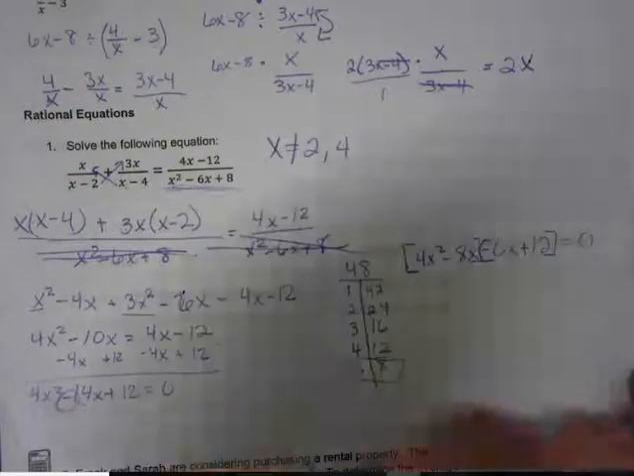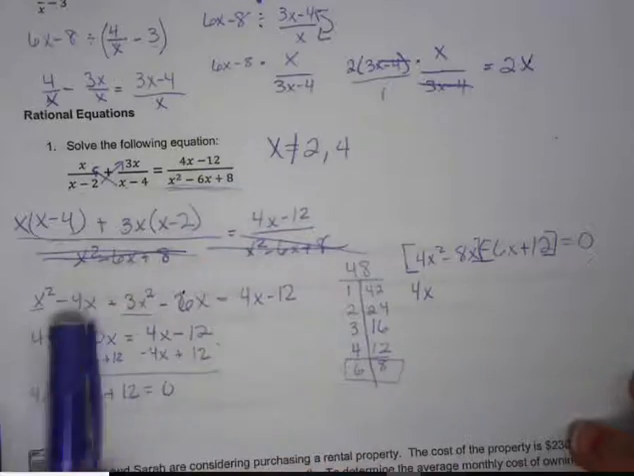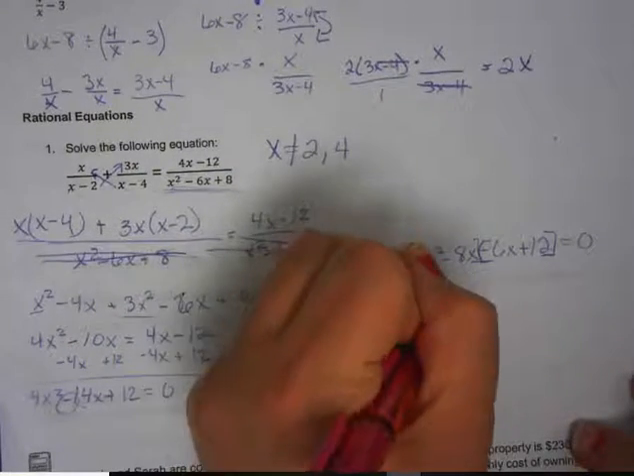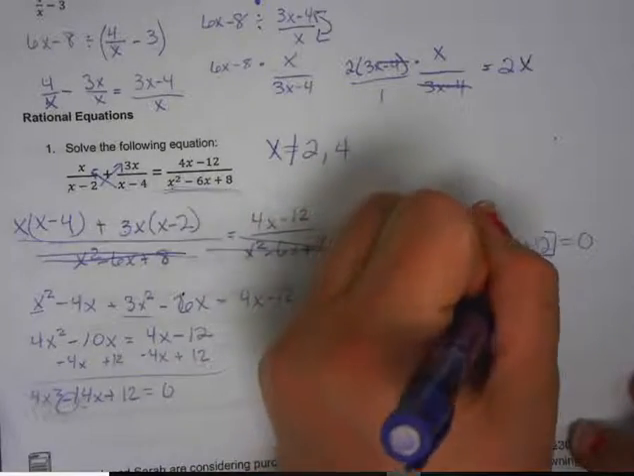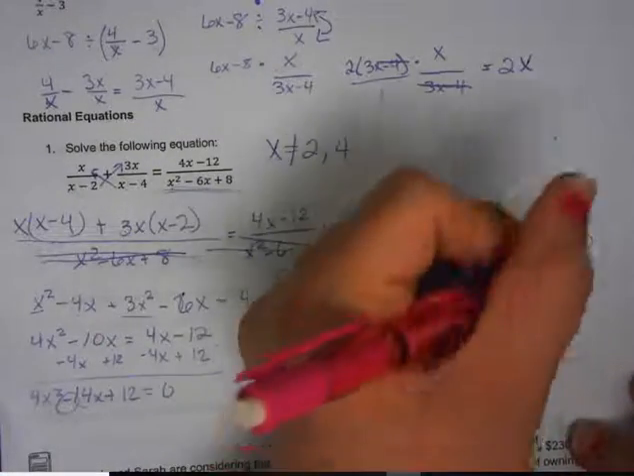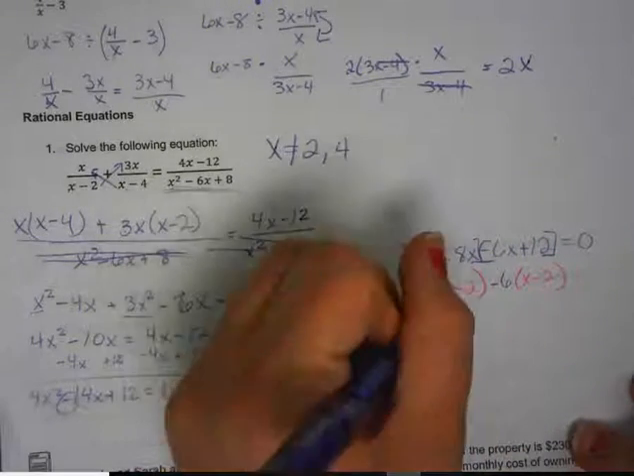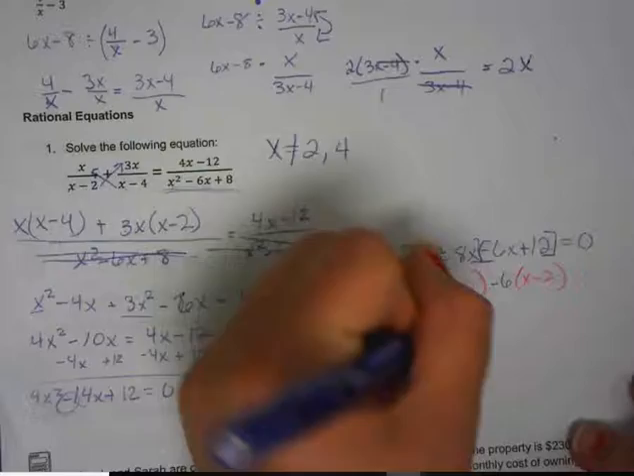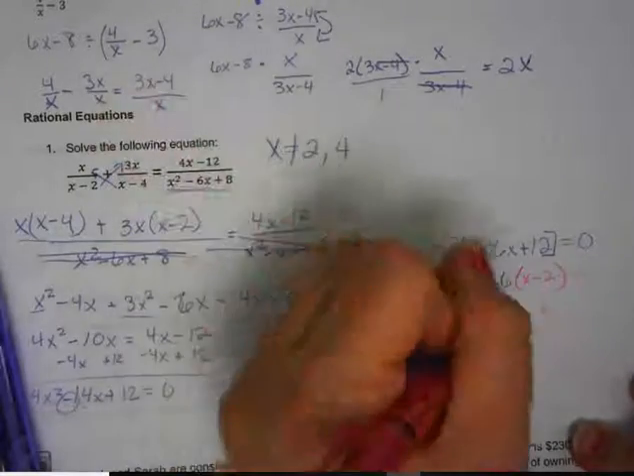So we're going to group it. And our common factor here again is 4x. And that leaves us with x minus 2. And then we're going to take out minus 6. And that leaves us again with x minus 2. So our factors are 4x minus 6 and x minus 2.